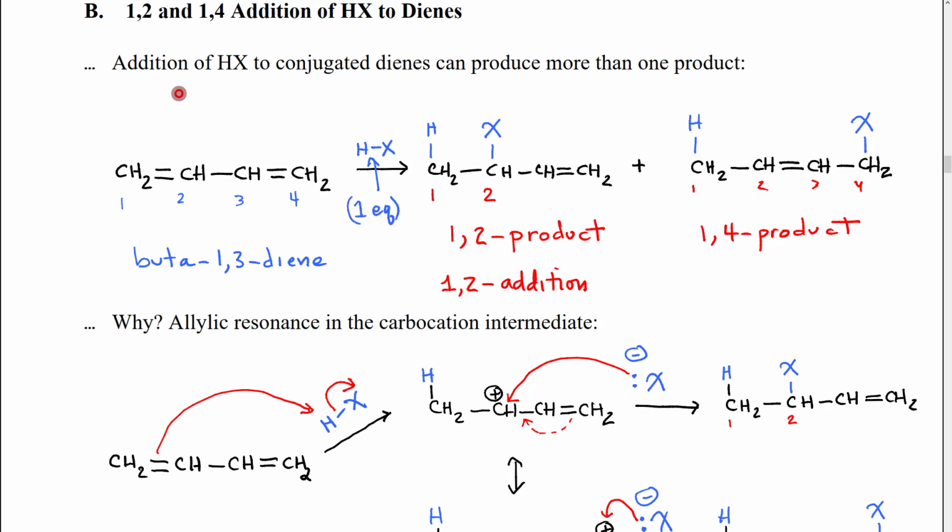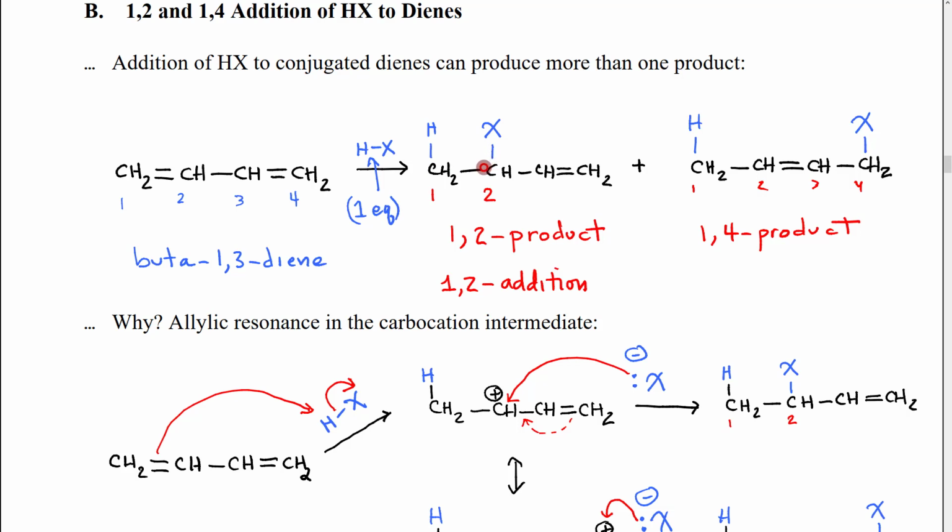In this case, what we can see is that if we add hydrogen halide, one equivalent so that we're only adding it once, we would expect one or the other of the double bonds to react. The double bond would go away. We would follow Markovnikov's rule and add hydrogen to the side with the most hydrogens already attached, and we would add the halogen to the other side. We call this the 1-2 product.